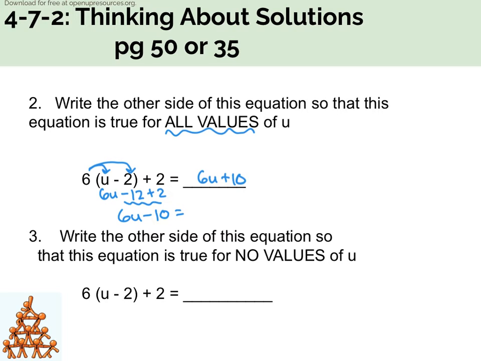Go ahead and look at number 3. Write the other side of this equation so that it is true for no values. Okay, so remember that means both sides are not going to equal. Go ahead and put something in there and then come back.